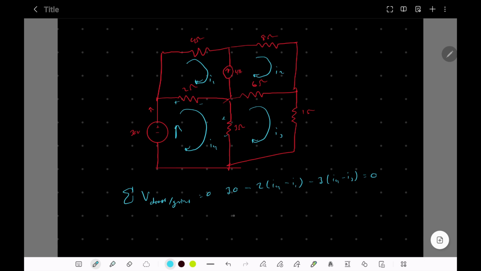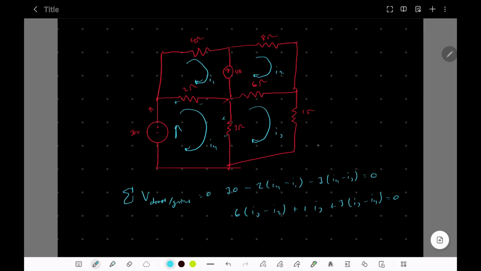And so now let's move on to I3. These are all drops, so I'm just going to write them as a sum. So this is going to be 6 times I3 minus I2, plus 1 times I3. This one is only affected by this current I3, and then plus 3 ohms times I3 minus I4 is equal to 0. Alright, now let's deal with this current source here.